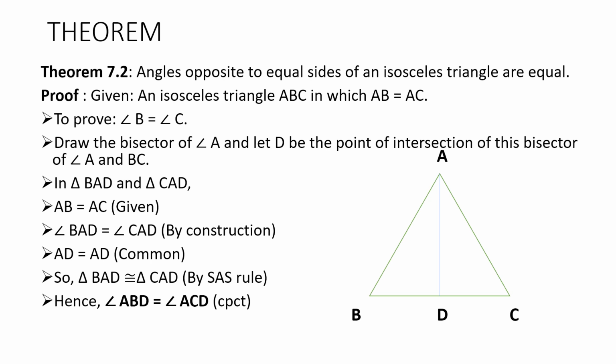Also AD is equal to AD, common side. So by the SAS rule, remember SAS, two sides and the included angle, triangle BAD and triangle CAD will be congruent. Hence, all the parts will be congruent. So angle B will be congruent to angle C, or in other words, angle ABD is equal to angle ACD. Hence, we have proved that angles opposite to equal sides are equal. All these results will be helpful in proving the examples.